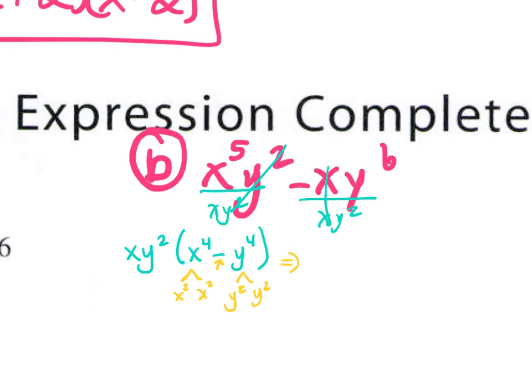So when we do this, guys, I still have my x y squared outside, but now I have 2 parentheses: x squared plus y squared, and x squared minus y squared. Am I done?